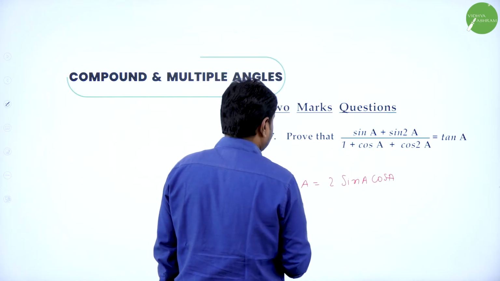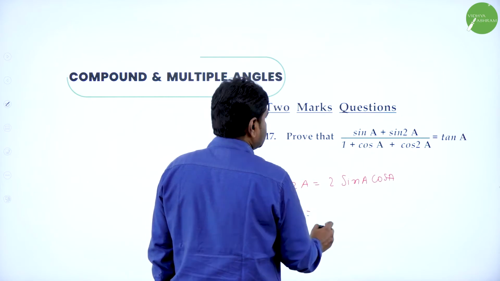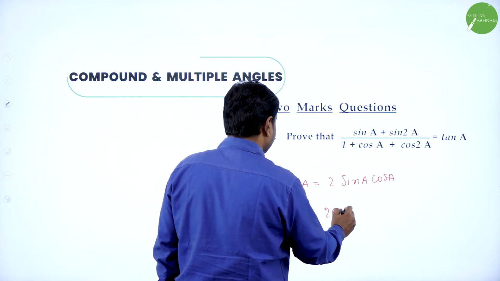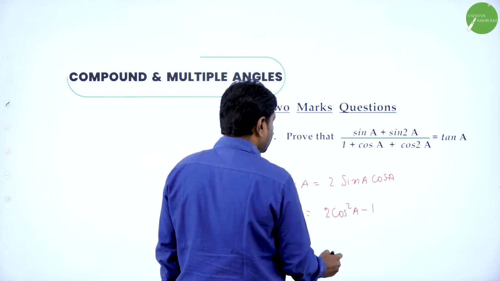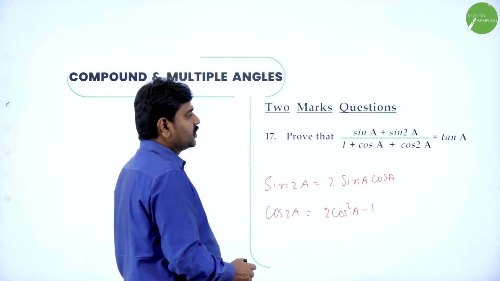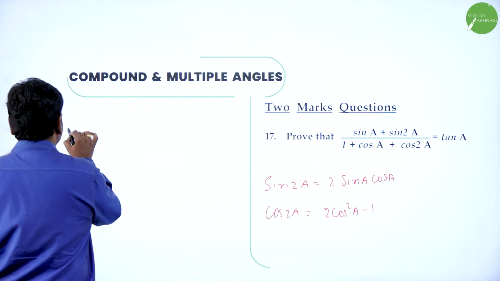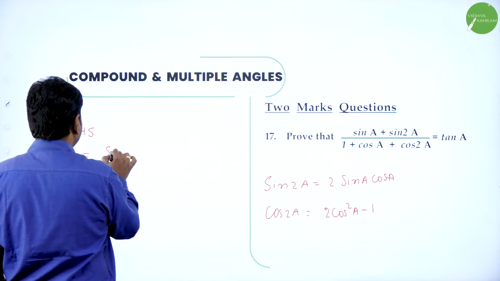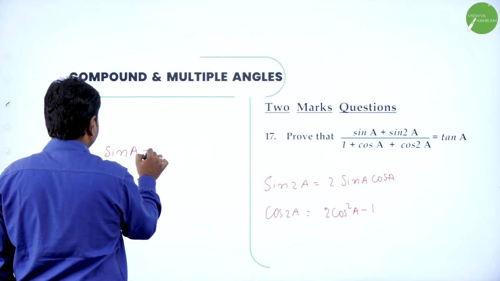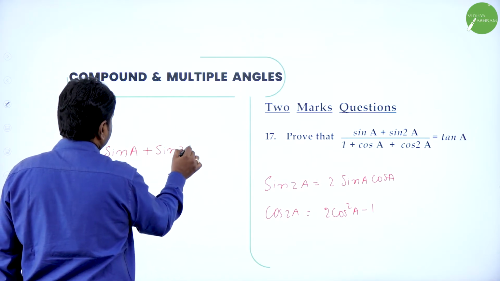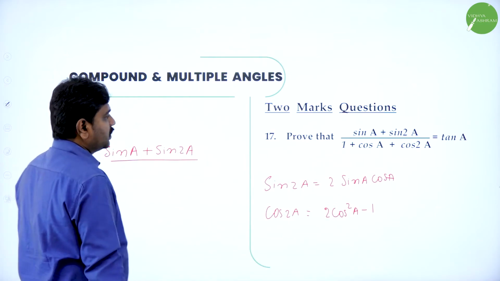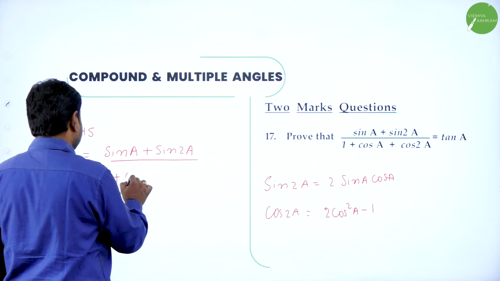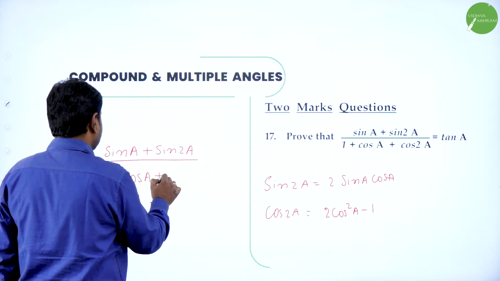And you also know that cos 2A can be written as 2 cos square A minus 1, or you can also write cos square A minus sin square A. So now let us consider LHS. What is LHS? We have (sin A plus sin 2A) divided by (1 plus cos A plus cos 2A).